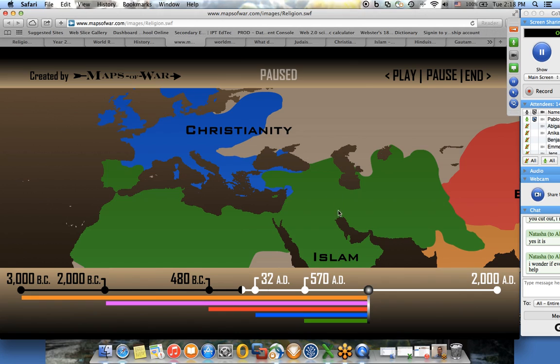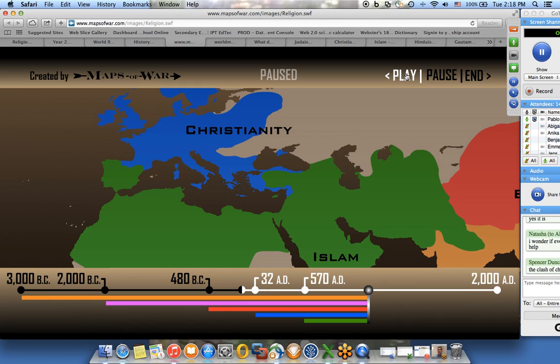Islam at this time, so here we are probably around the year 1000 AD, Islam was ruled under a single caliphate. Okay, a caliphate was basically a united kingdom under the khalifa or the king that was in charge of keeping Islam together.